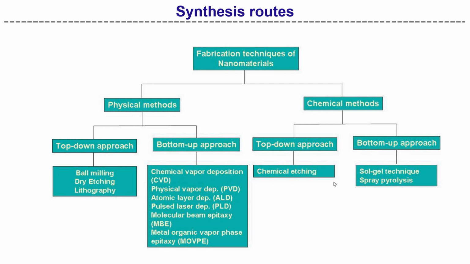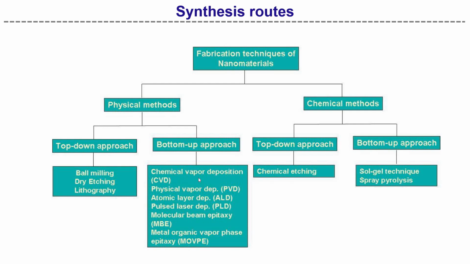I have enlisted only a few methods. I tell you, other than that, there are numerous methods that people follow to create different nanostructures. In the top-down approach, chemical etching is one method, and in the bottom-up approach, sol gel method or spray pyrolysis is also one method. Out of these, we are going to focus on the spray pyrolysis method. All in all, our discussion will cover only three methods to develop nanomaterials. One is the ball mill method, the second is the spray pyrolysis method, and the third is the chemical vapor deposition method.